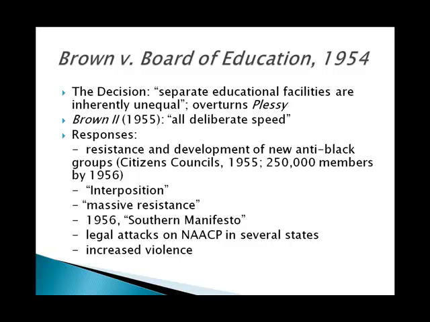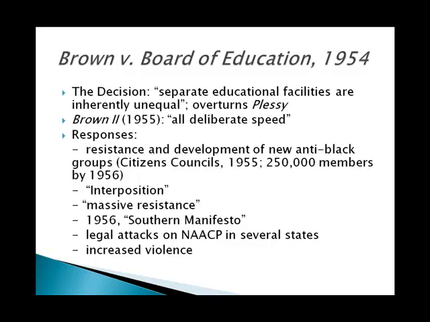In 1955, the court hands down what has often been described as Brown 2, which addresses this question of how soon does desegregation have to occur. And the court says, with all deliberate speed, which in effect means probably nothing, because all deliberate speed really means whenever the individual school systems across the country can move in that direction. Now, the responses to the Brown decision were violent in many cases.